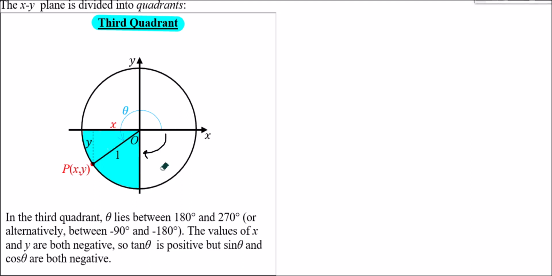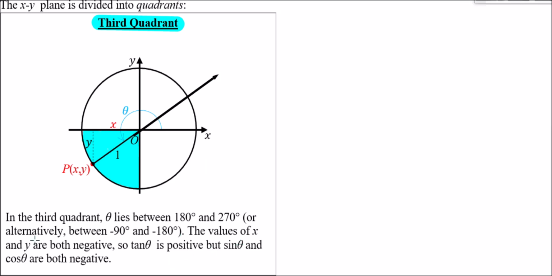For the sake of keeping it simple, let's just think about the positive values of theta. It says here that the values of x and y are both negative. So tan theta is positive. Remember, tan theta is y divided by x, and negative divided by negative yields a positive. Another way to think about that is that tan theta is the gradient of this line OP. From P to O is going upwards, so this line, because it's going upwards, has a positive gradient.